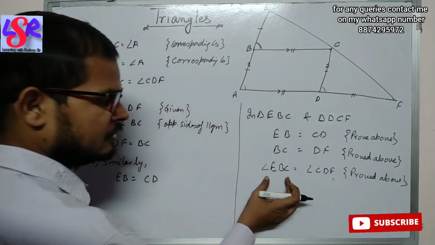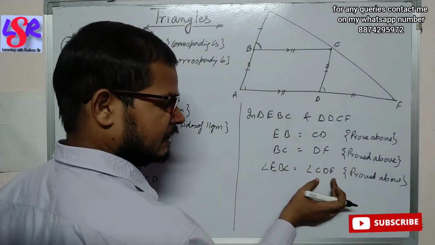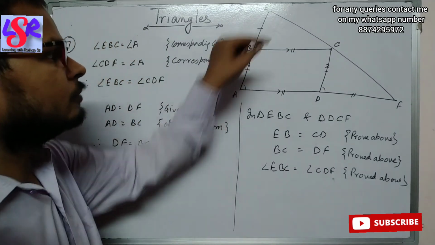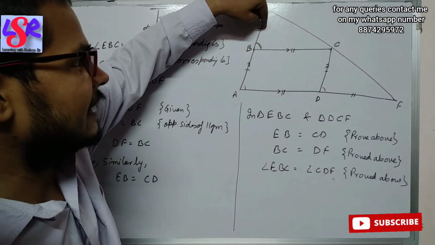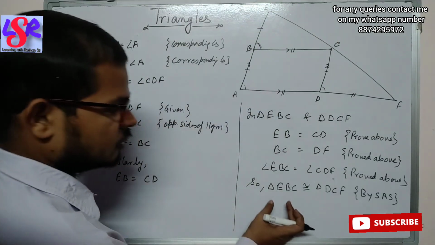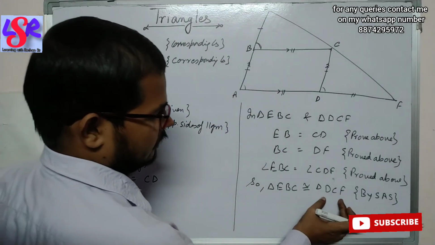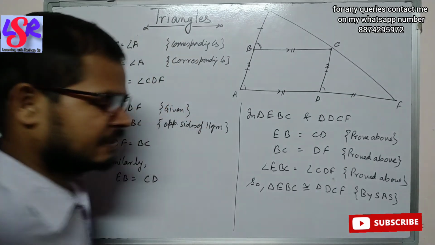So angle EBC equals angle CDF. Now to prove these two triangles congruent, we have used this side, this angle, then this side. So it is SAS. Therefore, the triangle EBC is congruent to triangle DCF by SAS criteria.